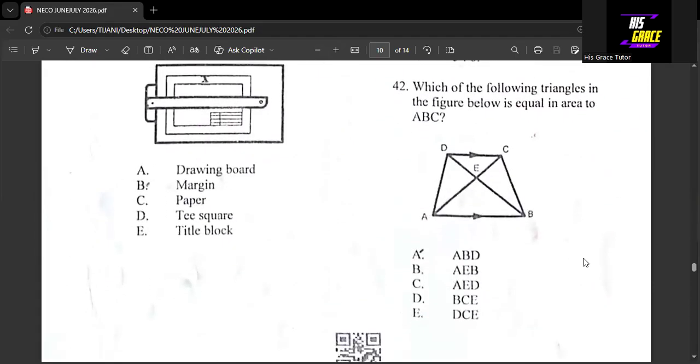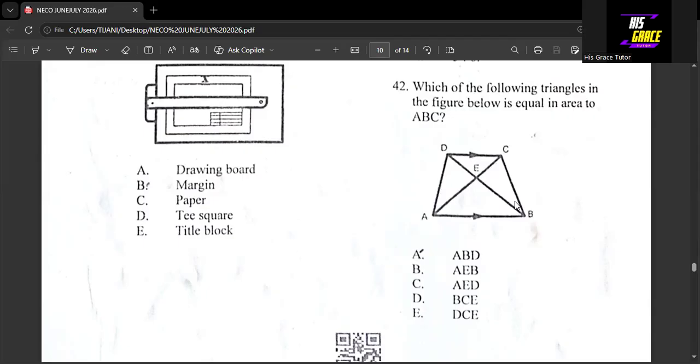Then going to question 42, which says, which of the following triangles in the figure below is equal in area to ABC? We have triangle ABC and triangle ABD. ABD has equal area as triangle ABC because these are two triangles between the same parallels and on the same base AB.